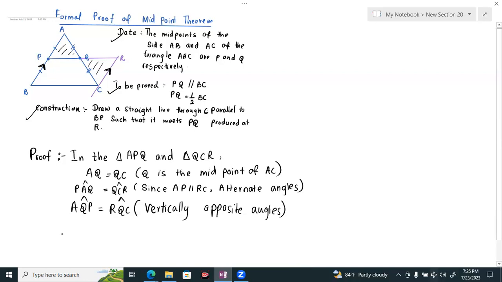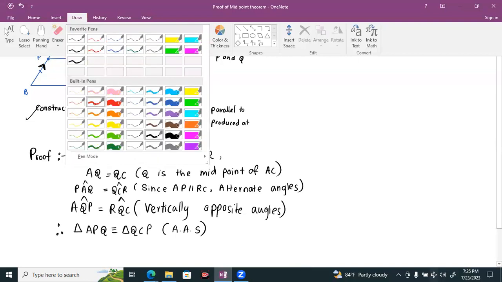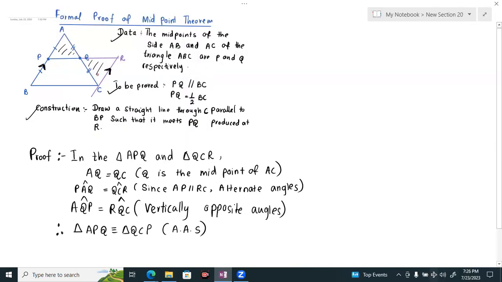Now we have shown that three elements are equal in the two triangles. So we can say triangle APQ is congruent to triangle QCR under case AAS. After these two triangles are congruent, consider the elements which we did not use to show congruence.